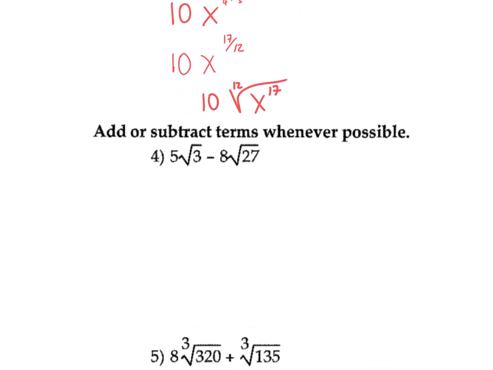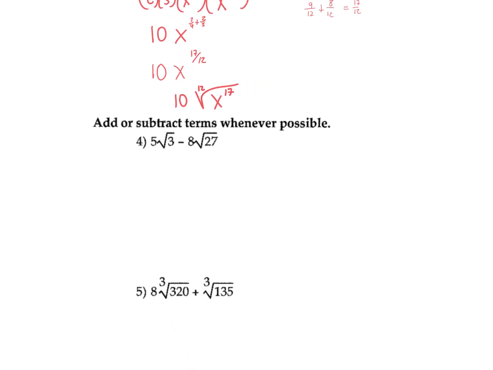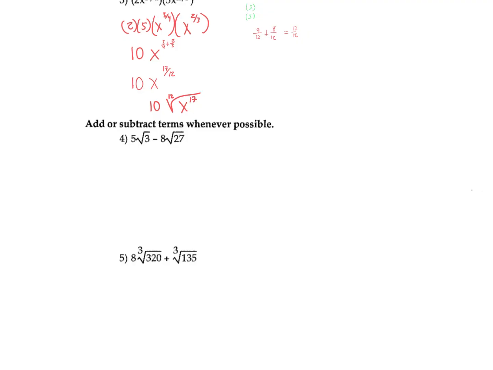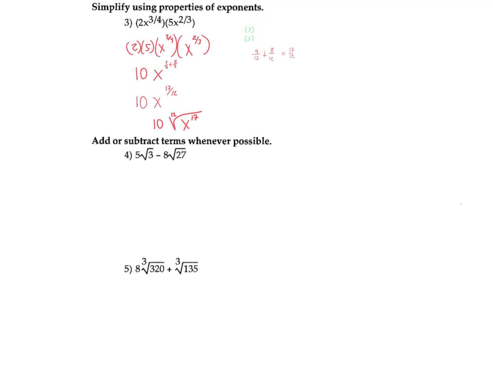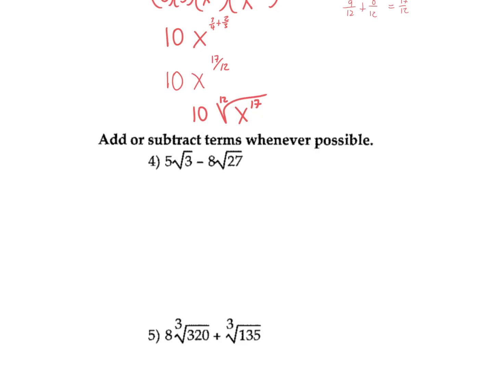All right. Add or subtract terms whenever possible. Okay. Simplifying radicals. There's a couple ways of going about this. However, based on what I'm seeing in the rest of the review sheet, I think the following is going to be a good idea.